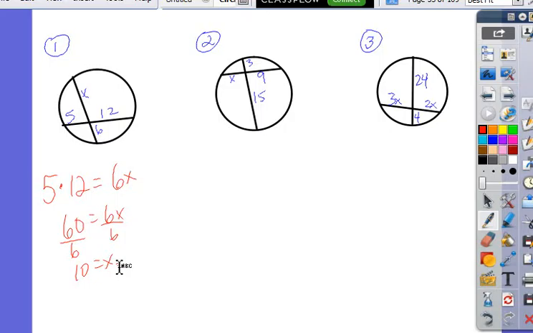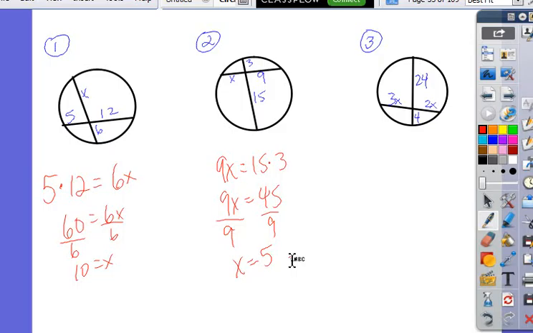All right, let's look at number 2. Tell me the equation to set up for number 2. 9x equals 15 times 3. Are there any questions or problems with where that setup is coming from? So then I'm going to multiply my part over here and get 45. Divide by 9 and get 5. x equals 5.